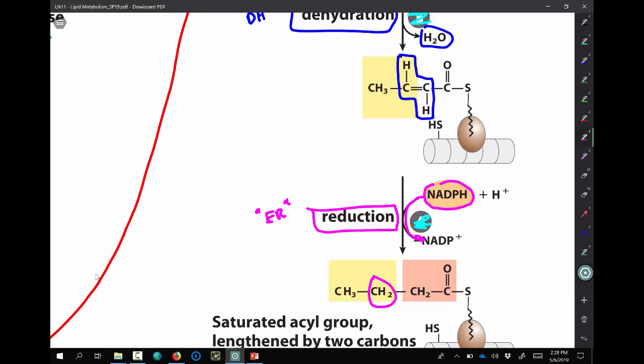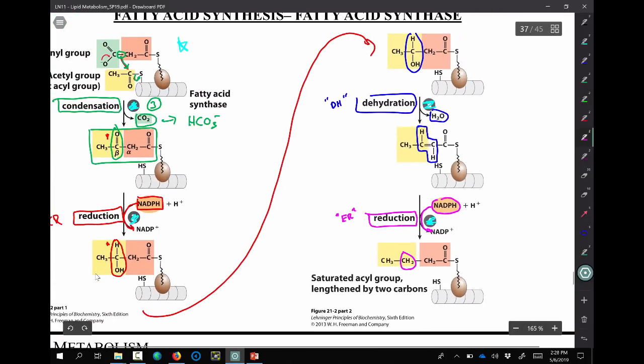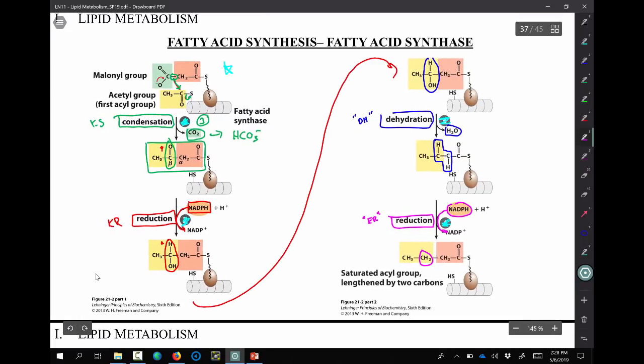Every round will consist of these 6 steps: loading of an acyl group onto KS, loading of a malonyl CoA onto ACP, and then condensation, reduction, dehydration, reduction. Questions on that?